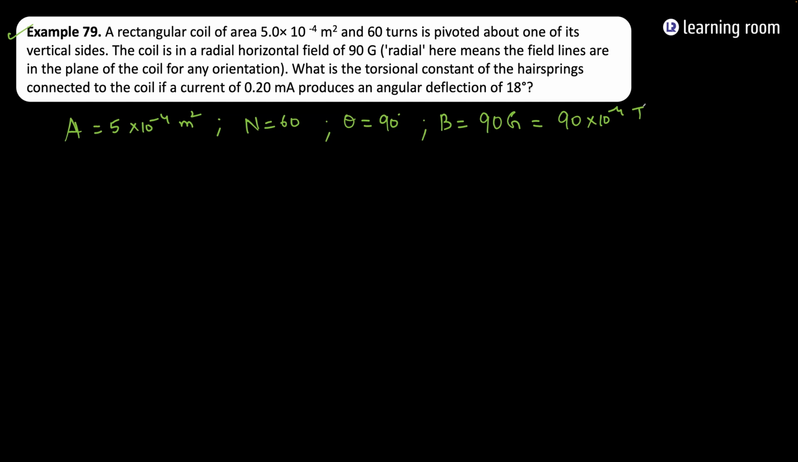So what is the torsional constant of the hair springs? So K is equal to how much? If the current flowing through the coil is 0.2 milliampere, or 0.2 into 10 power minus 3 ampere, it produces an angular deflection of 18 degrees.